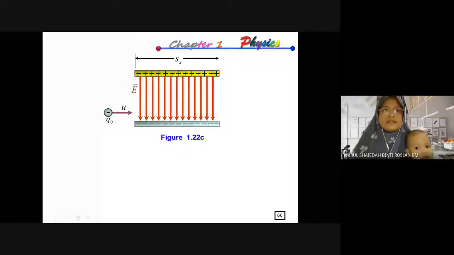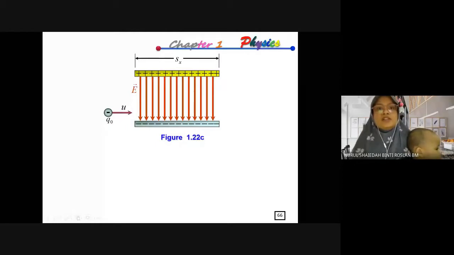So, dia akan bergerak ke atas. Sebab negatif attract to positif. Negatif attract to positif. Positif attract to negatif. Okay. Itu first situation. This is second case.